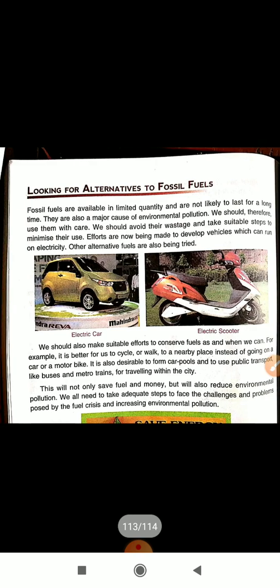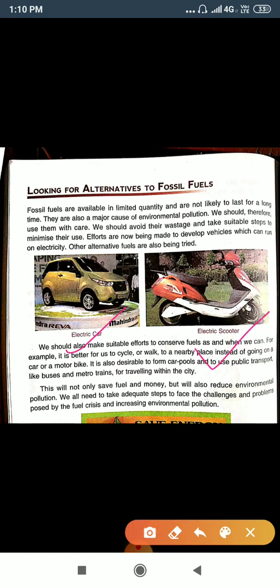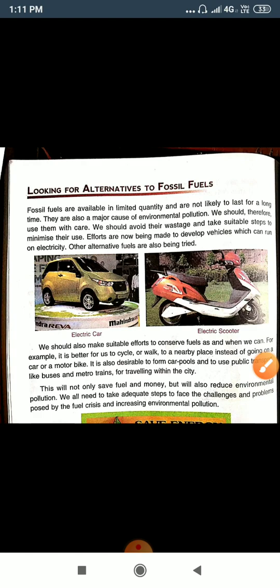Now listen, see this here: an electric car is also an alternative source of energy, and this electric scooter also. Here you will save petrol and diesel. So by carpools or by using public transport, you can not only save fuel but also save money. So what should you do? We all need to take adequate steps to face the challenges and problems posed by the fuel crisis and increasing environmental pollution.